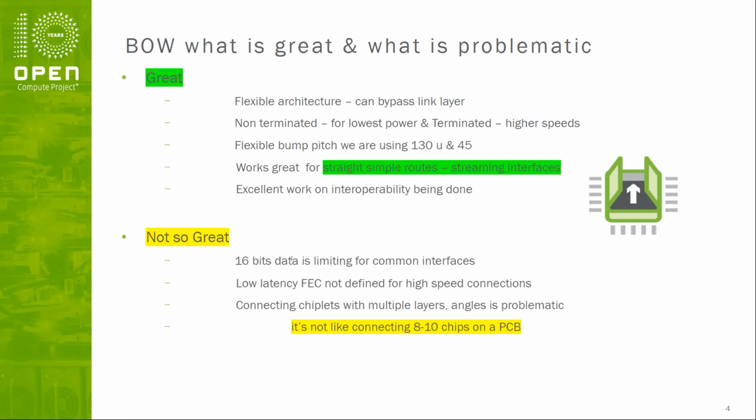I think the work on interoperability that Luchita is doing with D-Matrix is also great. So the concept of eventually being able to interop is critical for success. We do see the 16-bit data limit on BoW as being somewhat limiting. And as we go to higher speeds, there's no low latency effort currently defined. In one sense, it's good because we're going to use our own ultra low latency approach, but there may be a need in the market for something like that.